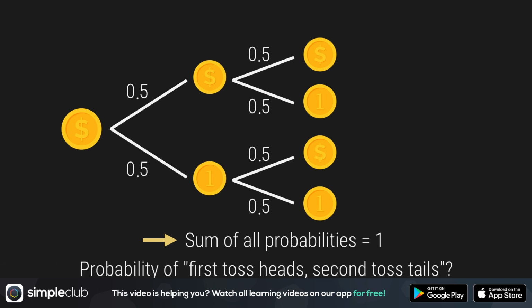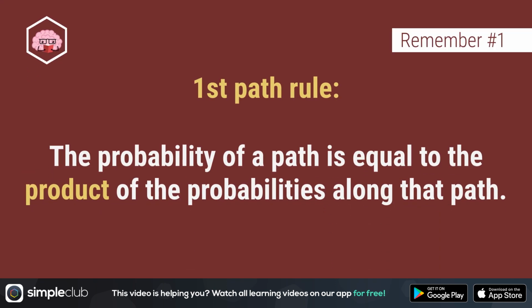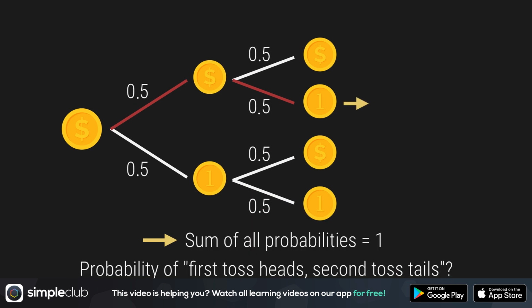Now let's calculate the probability of the first toss being heads and the second toss being tails. So that would be this path here. To work out the probability of a path, you just have to multiply the probabilities of the individual branches. So, the first path rule: the probability of a path is equal to the product of the probabilities along the path. For us then, the following applies. 0.5 times 0.5 gives us a probability of 0.25 or 1/4.